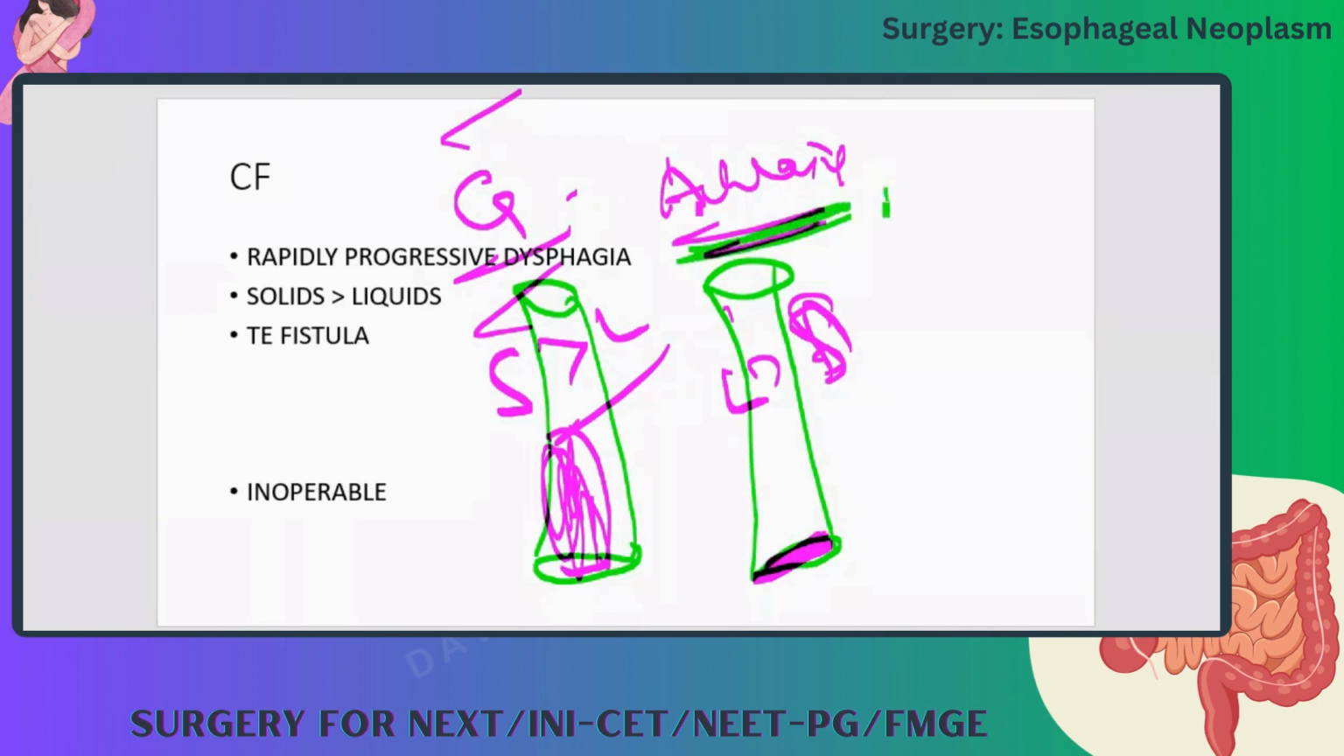It's bird's beak appearance. In the same way, in carcinoma, it is rat tail appearance. Suppose this is the esophagus. If this is the contrast, there will be very little contrast going through because of the obstruction. So it is rat tail appearance in carcinoma.